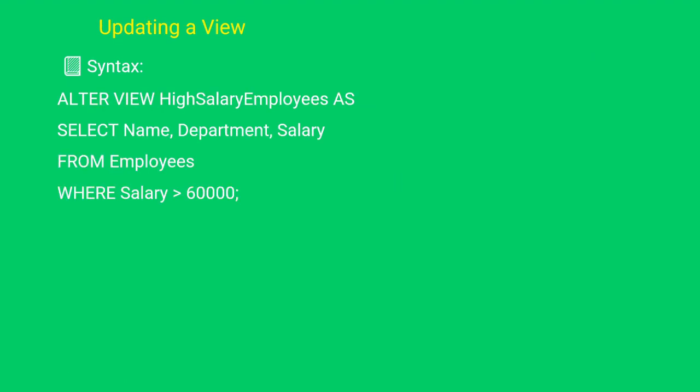You can update a view using alter view. For example, changing the salary threshold from 50,000 to 60,000.